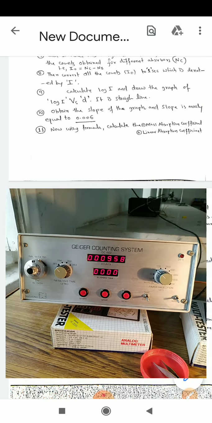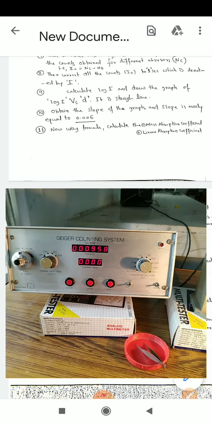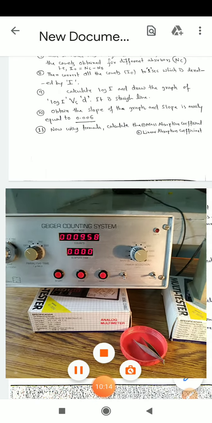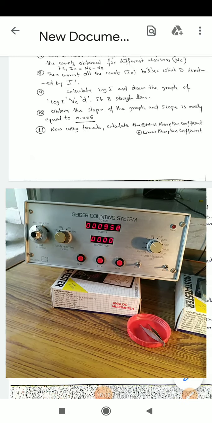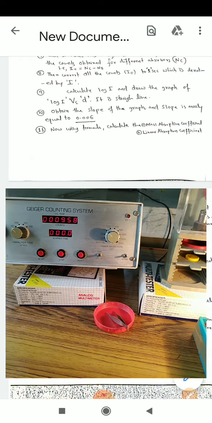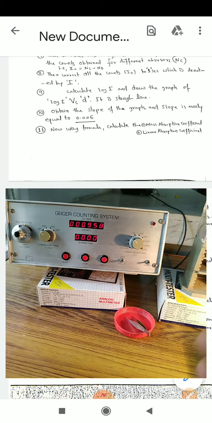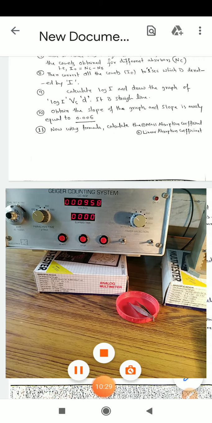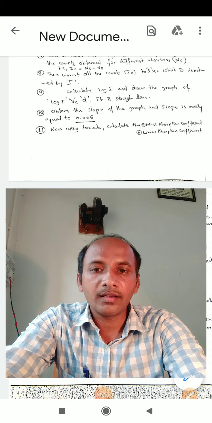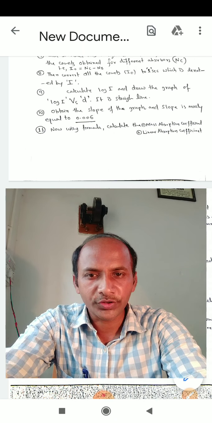The title itself tells us: attenuation of gamma ray using GM counter. Attenuation means the decrease of counts. So if we place all the absorbers just above the radioactive source, the count rate is going to decrease gradually. This is how you need to perform the experiment and get the result, as I said in the procedure earlier.